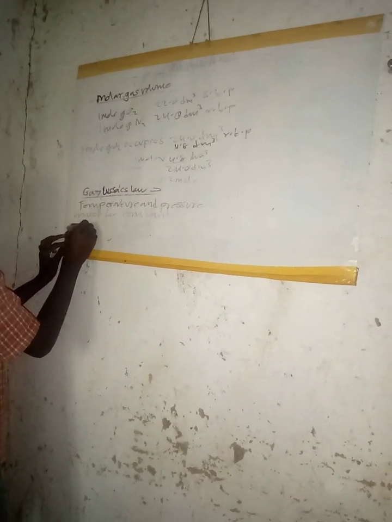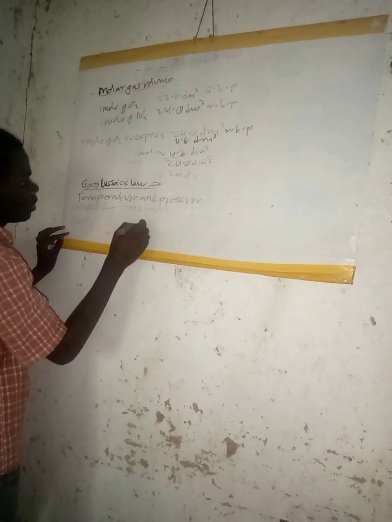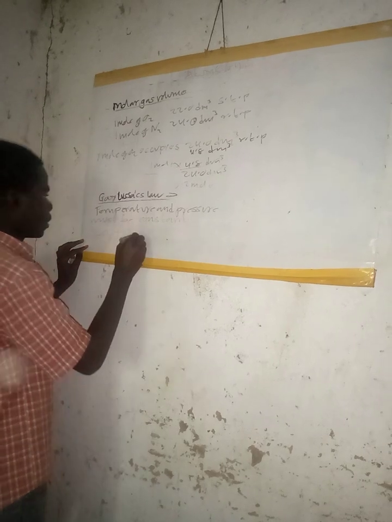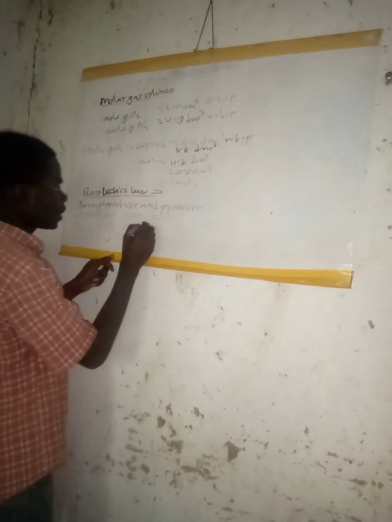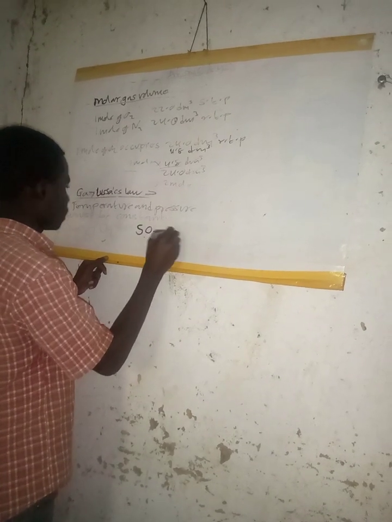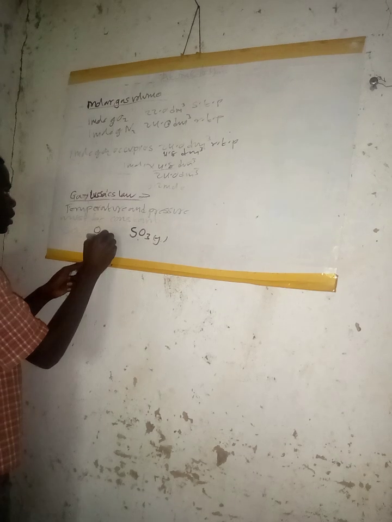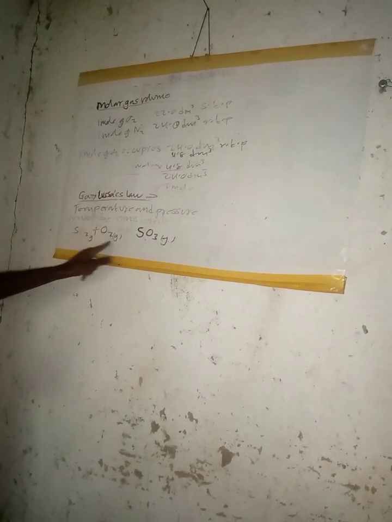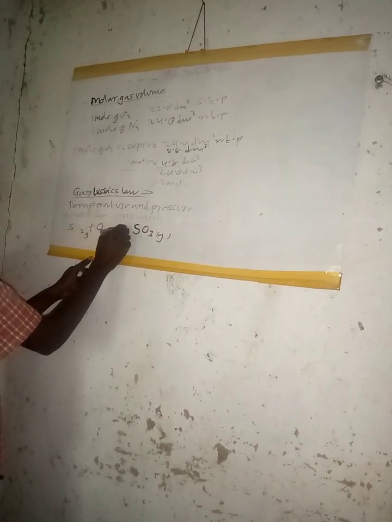So the equation for the reaction is between sulfur oxide and oxygen. Sulfur oxide plus oxygen to produce sulfur 6 oxide. They are both gases, so you must write the state symbols. Now that is the equation for the reaction that will take place.